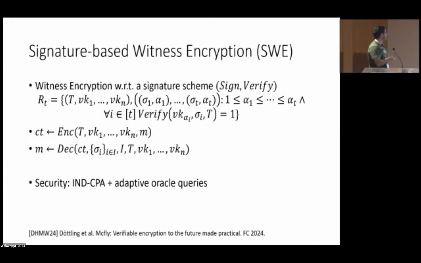And basically, to encrypt, we just specify the statement, that is this reference message capital T and this set of verification keys, and the message. And to decrypt, we just need to input t many verifying signatures. The security of this primitive is formalized as a classic CPA game, where additionally the adversary is allowed adaptive oracle queries to corrupt keys or to get a signature on messages different from T.